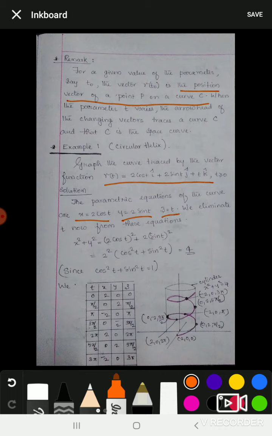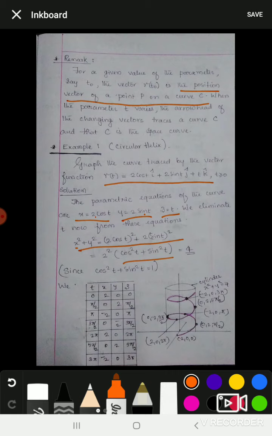Now what we have to do? We have to eliminate t from these equations. We already know that cos square theta plus sin square theta is equal to 1. So here we have cos t and here we have sin t. So what we will do? We will square: x square plus y square is (2 cos t) whole square plus (2 sin t) whole square, that is 2 square into (cos square t plus sin square t). This portion is 1, so we get 4.